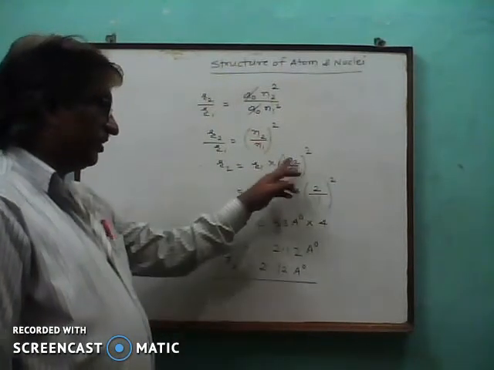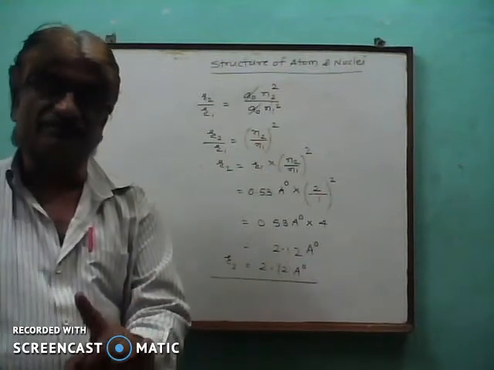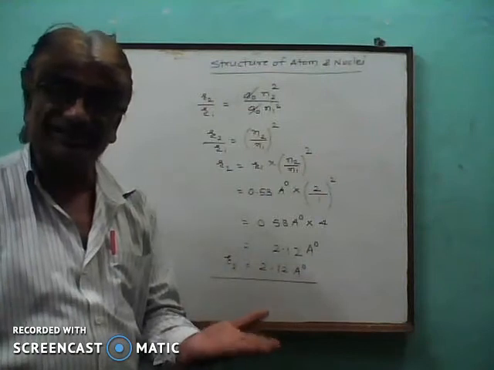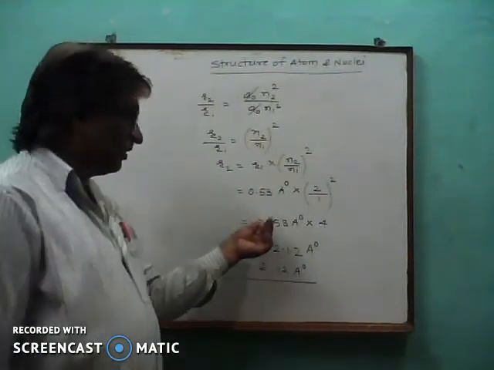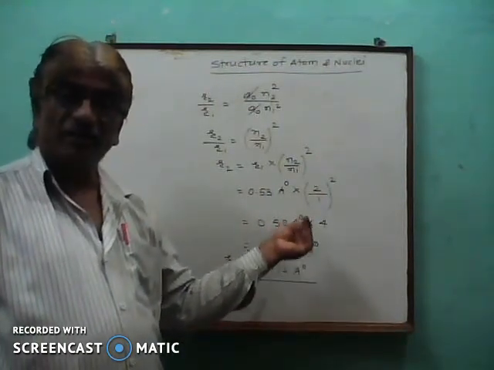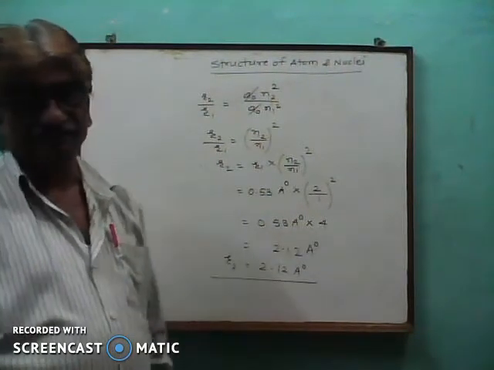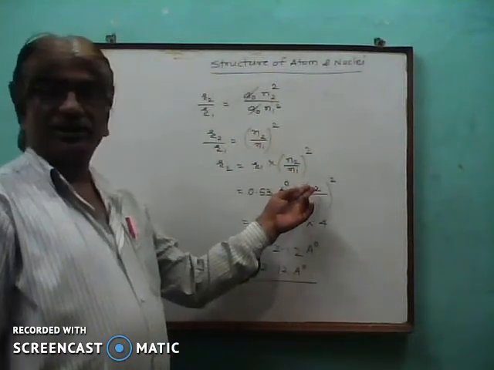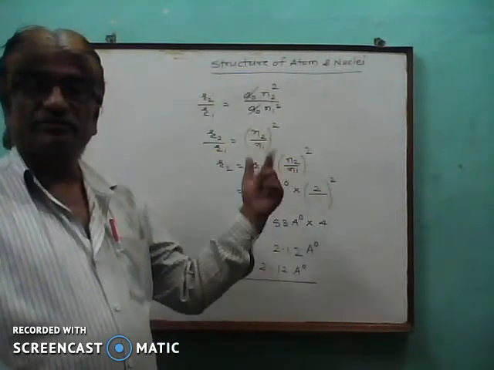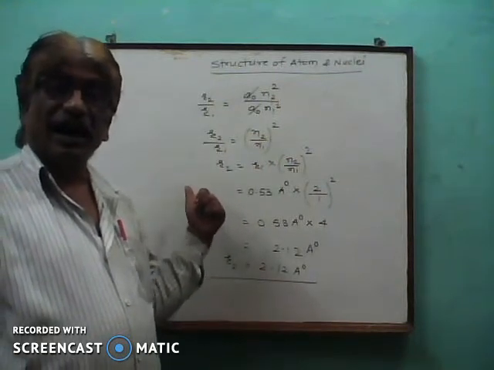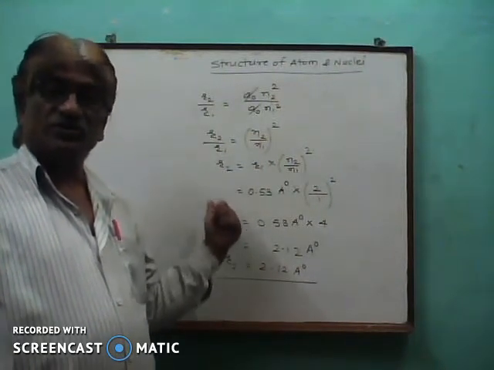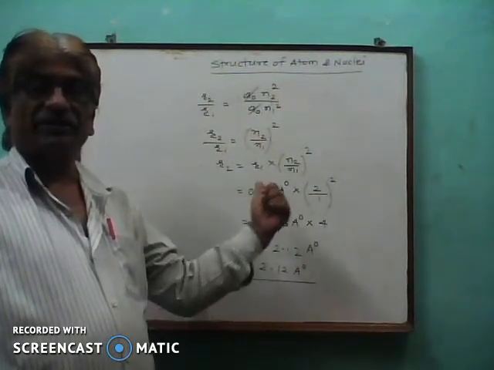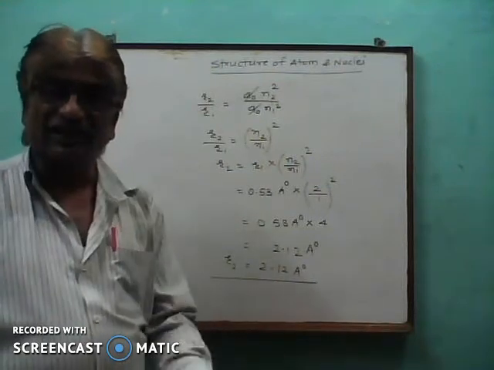For the fourth orbit, n2 is 4, n1 is 1. So it becomes 4 squared, that is 16. So 0.053 nanometer multiplied by 16, you get the answer. For the fifth orbit, n is 5. 5 squared means 25. So your answer will be r5 is equal to 0.053 multiplied by 25. You get the answer.